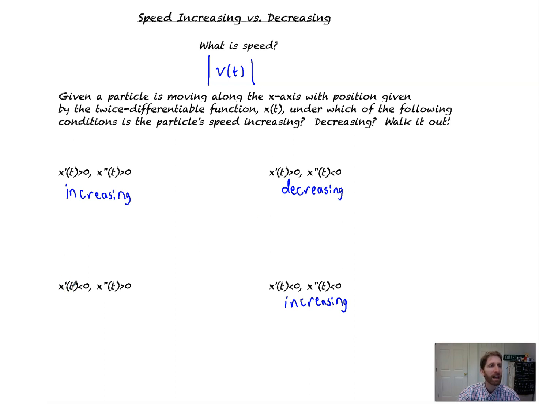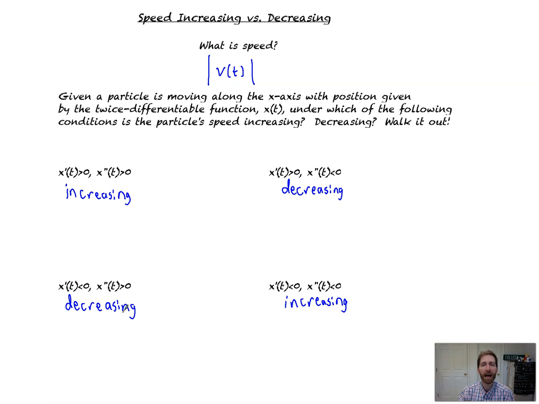And last but not least, if x prime is less than 0, that means that we are moving now to the left. But if x double prime is greater than 0, we're being pushed that way. So walking this way, but being pushed that way, slowing down, right? So that's like driving backwards and braking. So that would be a speed decreasing. So when the signs of velocity and acceleration are different, they're fighting against each other, we're slowing down in speed.